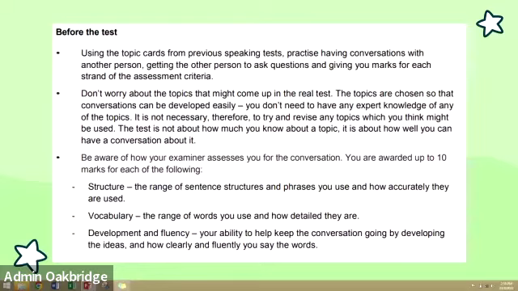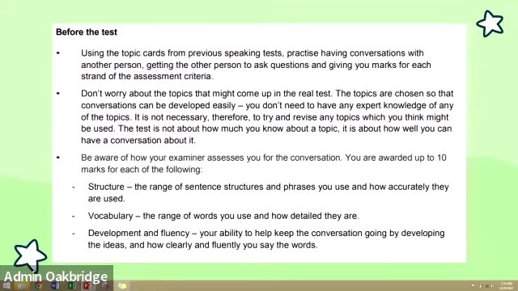Okay, number 2, don't worry about the topic that might come out in the real test. You don't have to worry about the topic parts, because the topics that are chosen will usually be about something that can be developed easily. They will not give you a very hard topic. All of it will be easy. It will be easily developed. So you don't have to have any expert knowledge on any of the topic. It is also not necessary. So try to revise any topics which you think might be used.